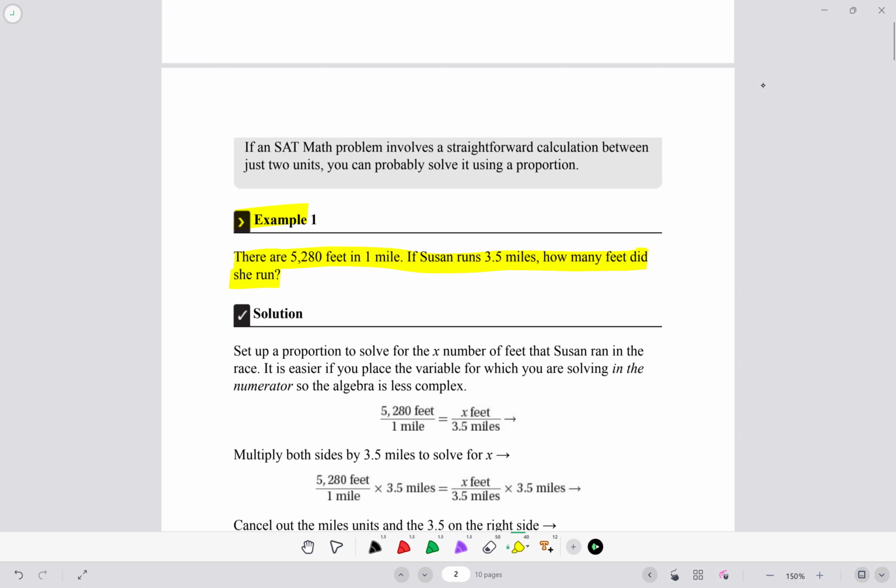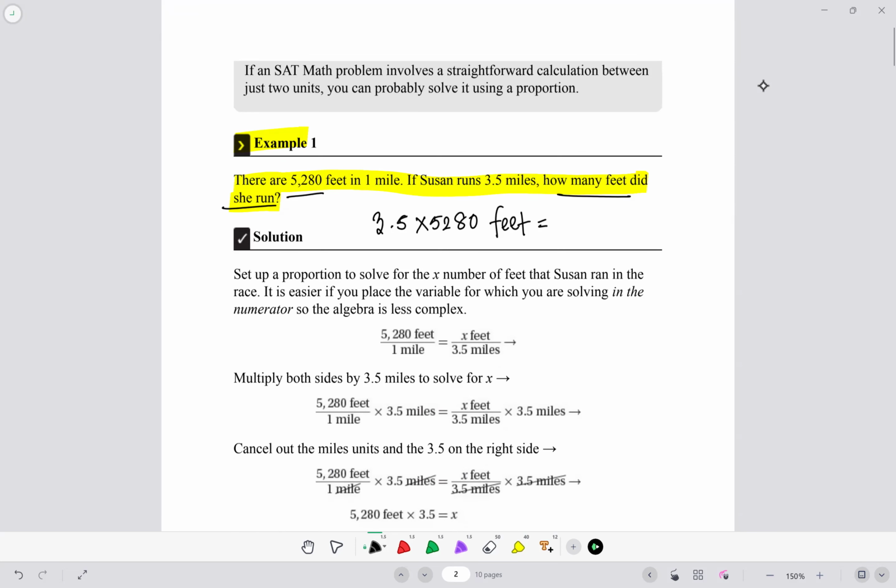Okay, she has run 3.5 miles. So 1 mile equals 5280 feet. So 3.5 miles is just going to be 3.5 times 5280 feet. That is it. That is how many feet she ran.